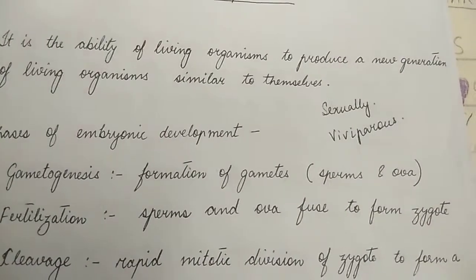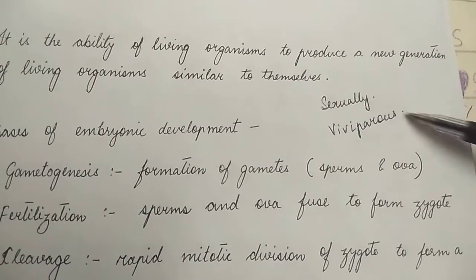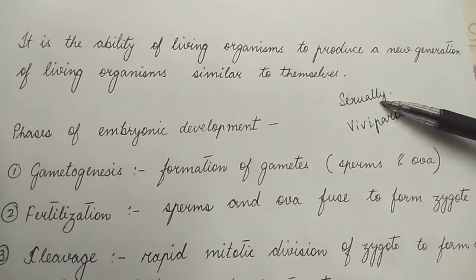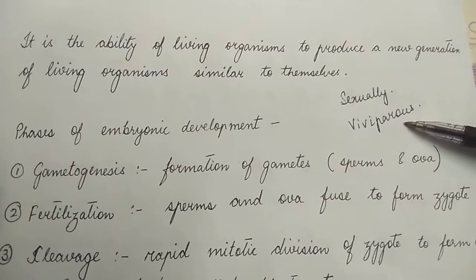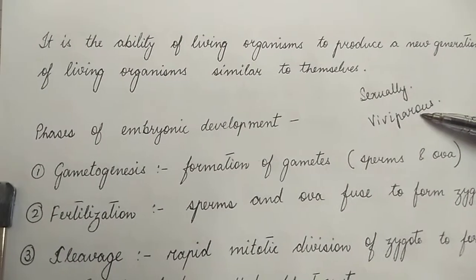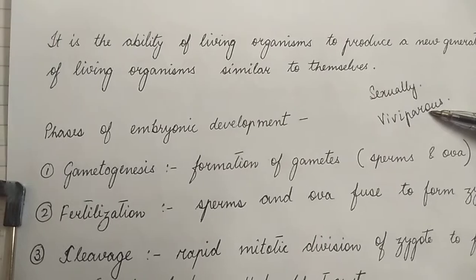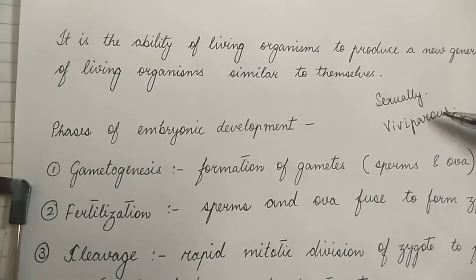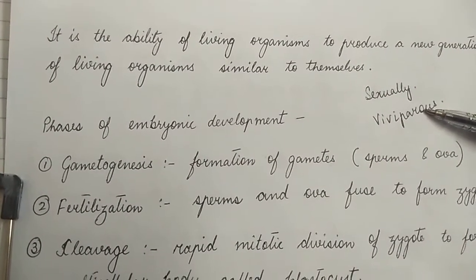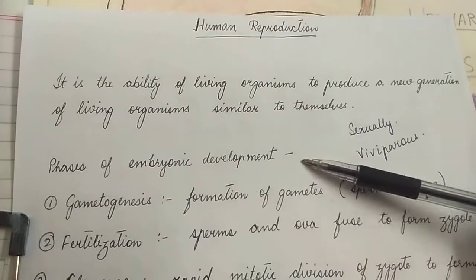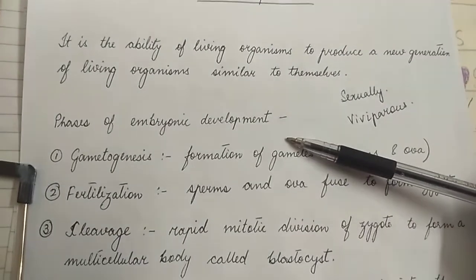Next, human beings reproduce sexually. They are viviparous, that is, they give birth to young ones and they do not lay eggs. Now let us discuss human reproduction.